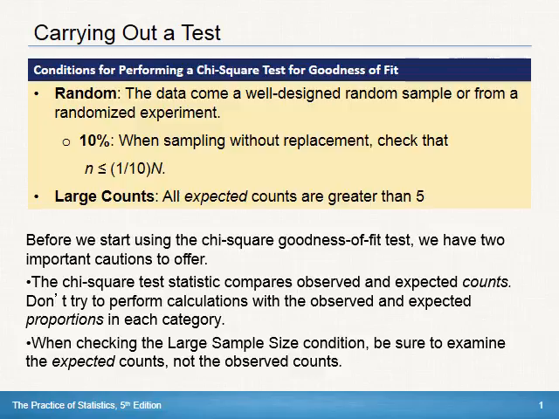So before we start using the chi-square goodness of fit test, we have two important cautions to offer. The chi-square test statistic compares observed and expected counts. Don't try to perform calculations with the observed and expected proportions in each category. Remember, we're talking about counts. When checking the large sample size condition, be sure to examine the expected counts, not the observed counts. Remember, it's the expected counts that have to be greater than 5.